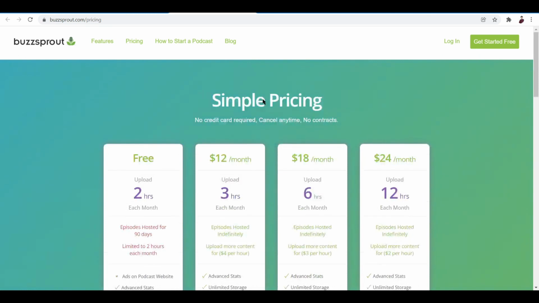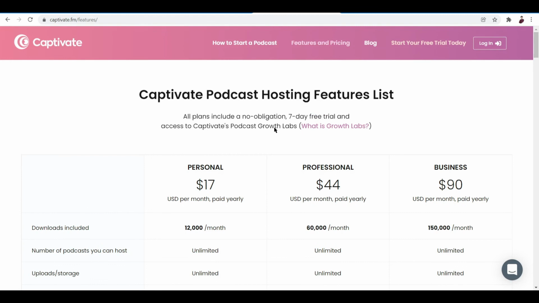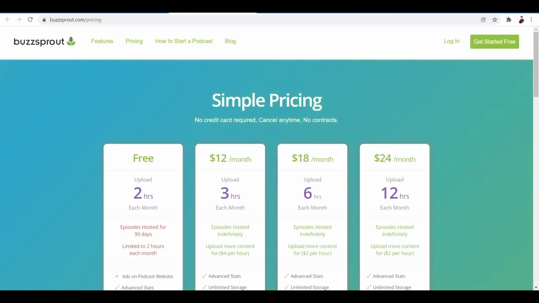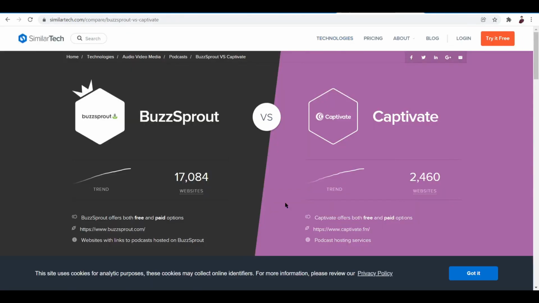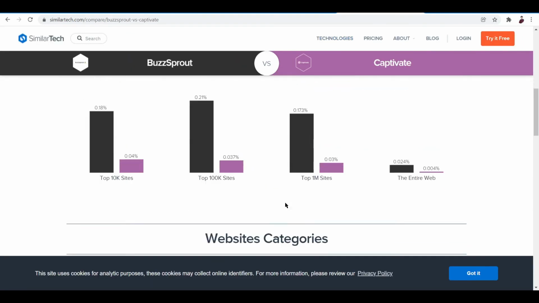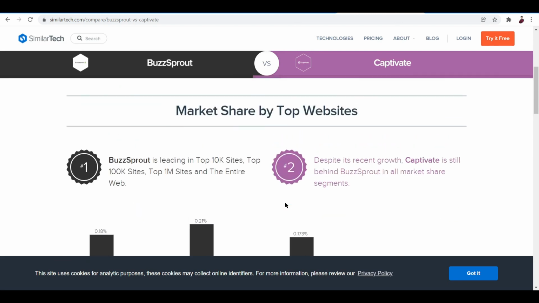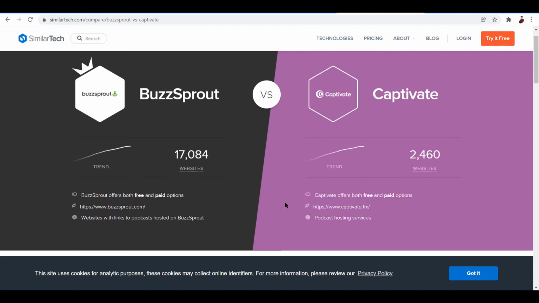So now, which one is better? For starting your podcasting journey, I would suggest Buzzsprout is still going to be better when compared to Captivate. Why? Of course, pricing is important for someone who is just starting. It's because of the pricing, and of course because of the geographical reach, and the market share of these two platforms.